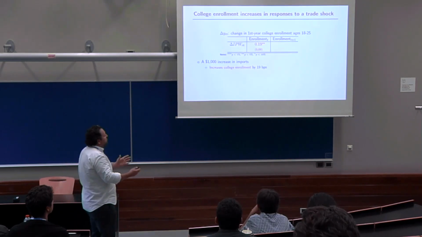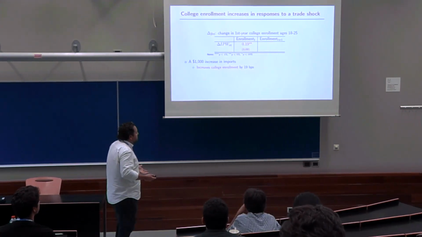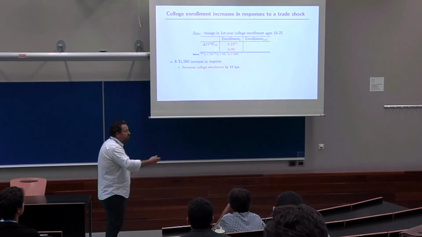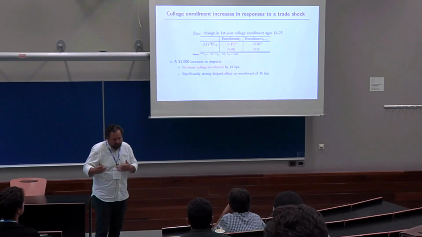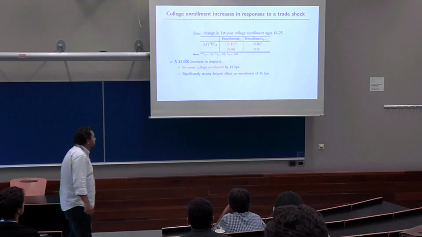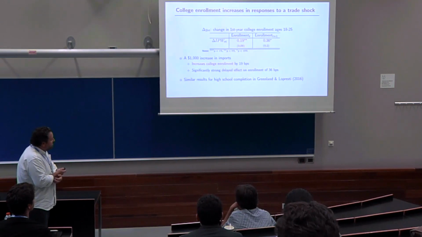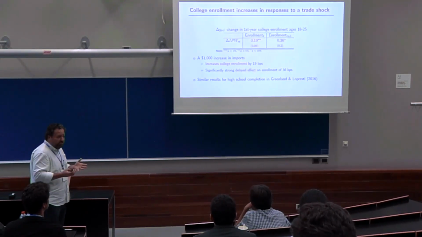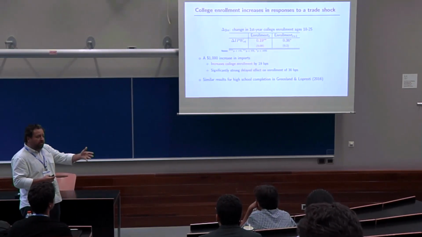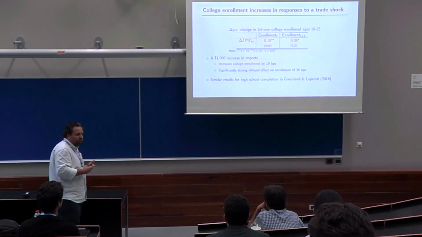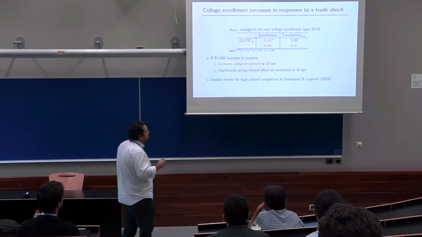Okay, so we find a positive and statistically significant effect. We also look at not only enrollment in T, but also in T+1, and the effect becomes stronger, even though a little bit less statistically significant. Again, these numbers are pretty close to, there's a paper by Greenland and Lopresti where they look at this, but for high school graduation rates. And that's much easier because kids don't move after they graduate high school, but the numbers are in the same ballpark.